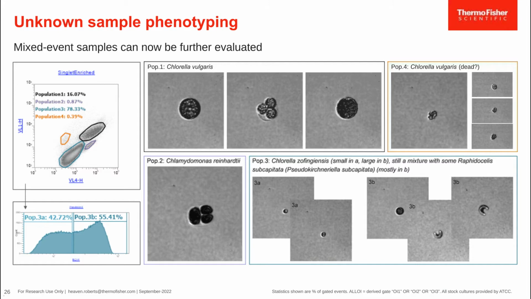Population 3 is actually 2 species, and one species has 2 forms. So you can see this on the left, you'll see 3A is the small form of the Chlorella zophingiensis, and on the right is this larger, darker form. It's much more autofluorescent.